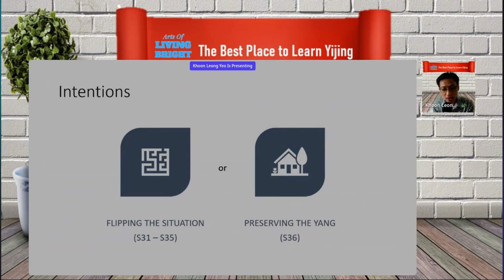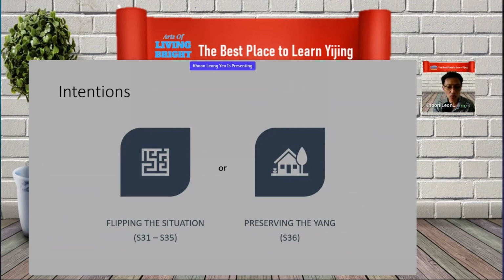But if you're thinking of preserving the yang means, for example, you have been losing ground and you're left with 1 inch of ground, and you want to conserve and preserve that 1 inch of ground that you have left behind, then you may want to use stratagem 36.